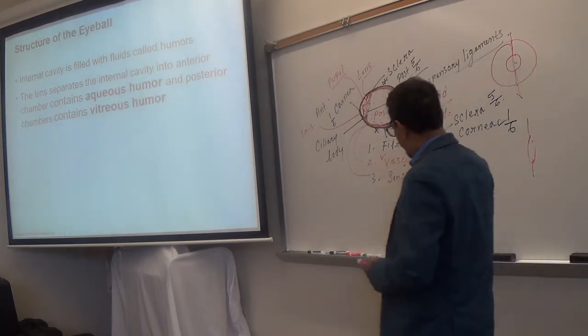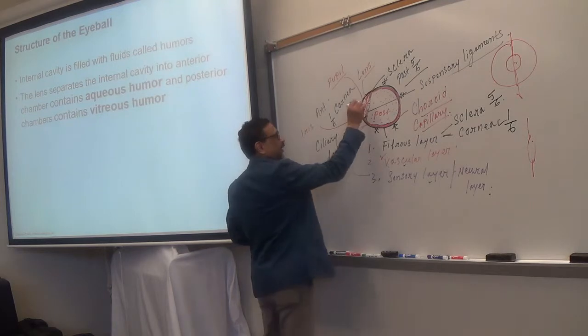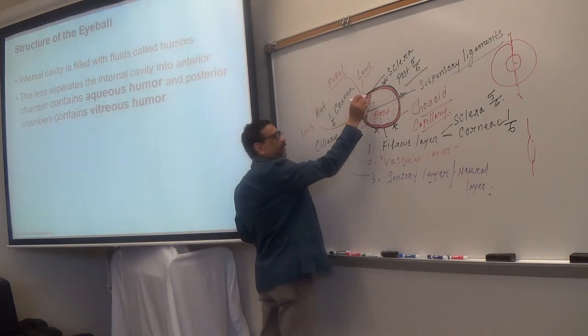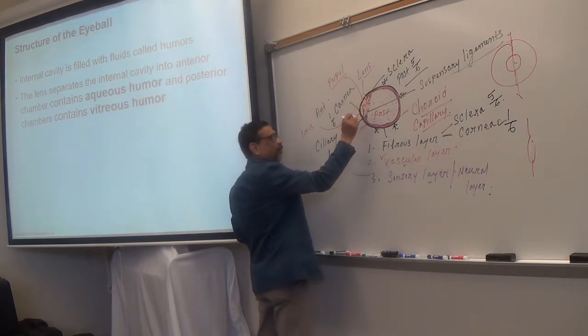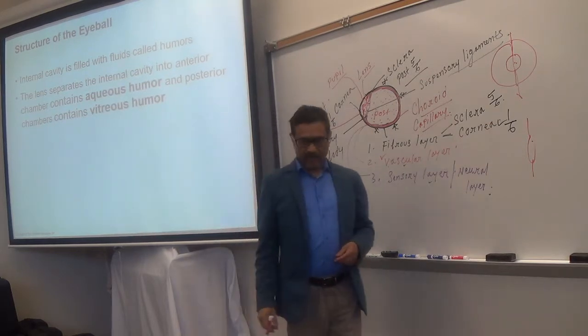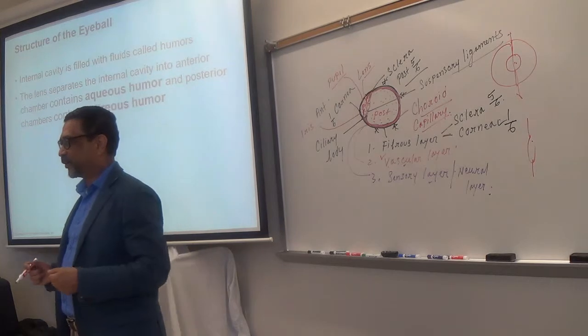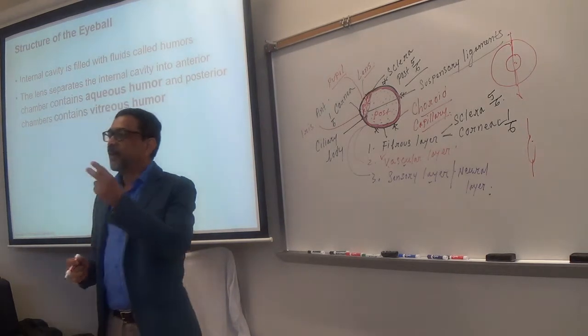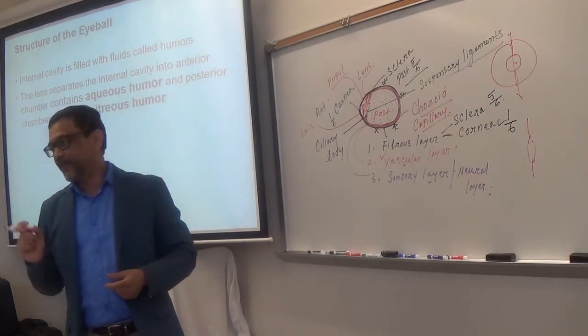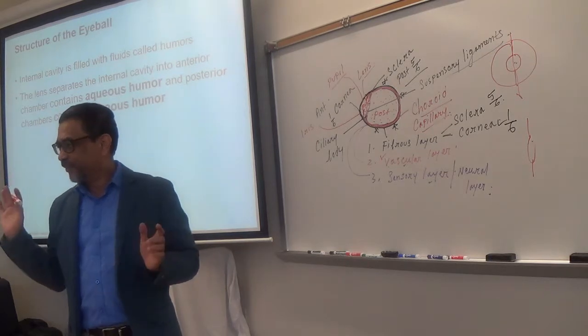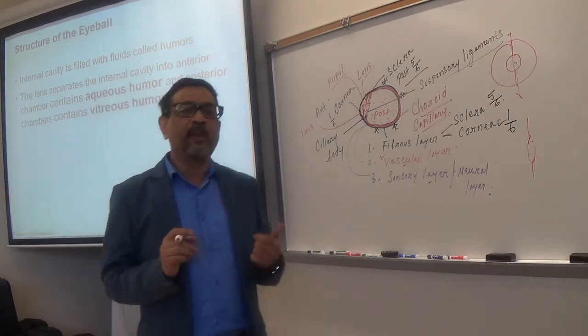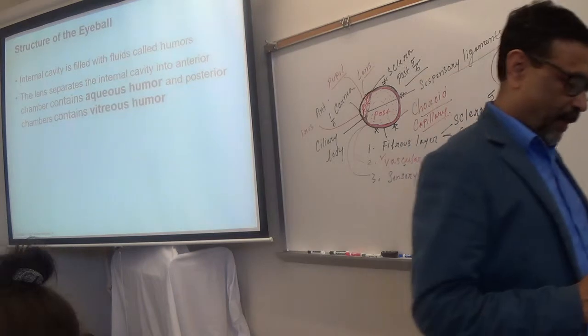Anterior chamber contains water-like fluid, and that is called aqueous humor. Like water, you know, aquatic part, right? You go to water part. So aqueous humor means watery fluid. Humor means fluid. Make sense? So aqueous humor in the anterior chamber.